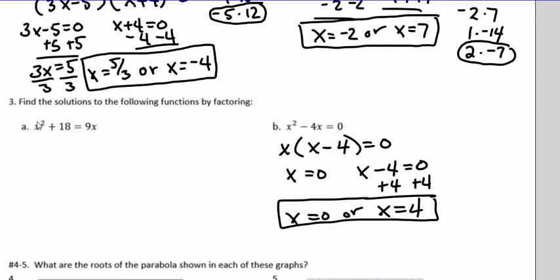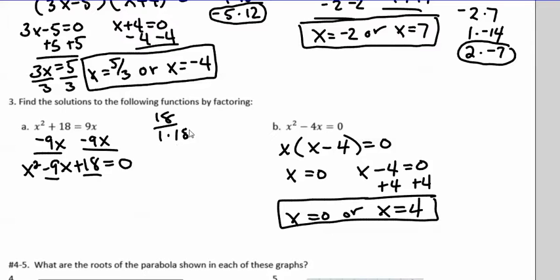Alright, going back to 3a, it doesn't equal 0 yet, so I can solve that problem by subtracting 9x on both sides. So this side is 0. I'd like this one to look like one of the quadratics I've been factoring, so I'm going to put the minus 9x in the middle. So it's x squared minus 9x plus 18. So to factor this, I need to find two numbers that multiply to 18 and add to negative 9. So let me list numbers that multiply to 18.